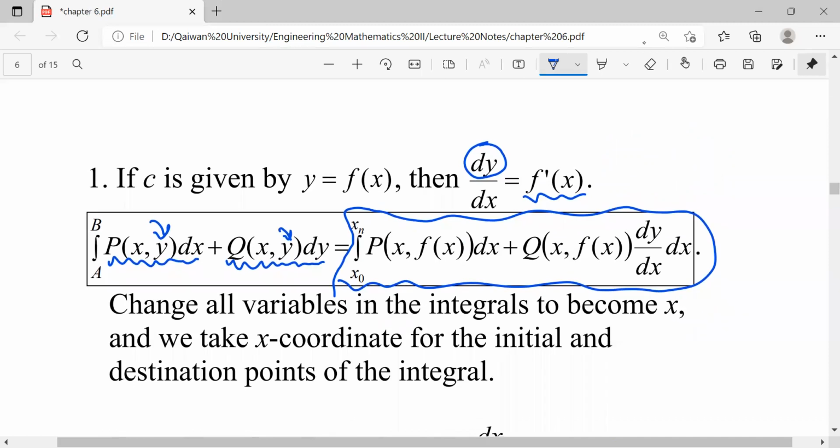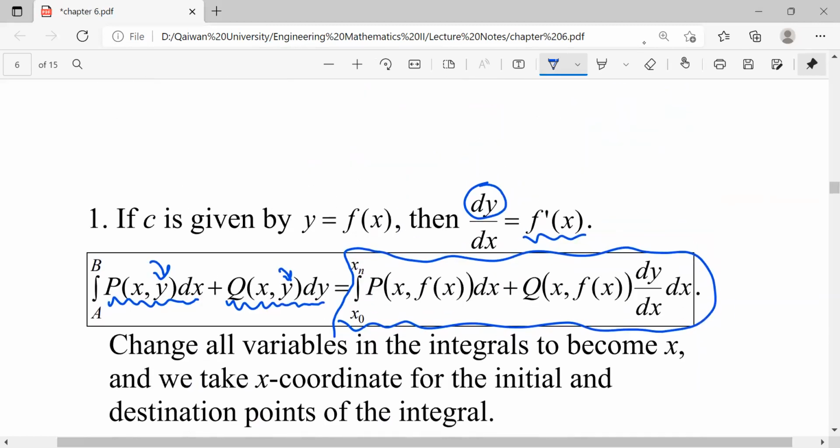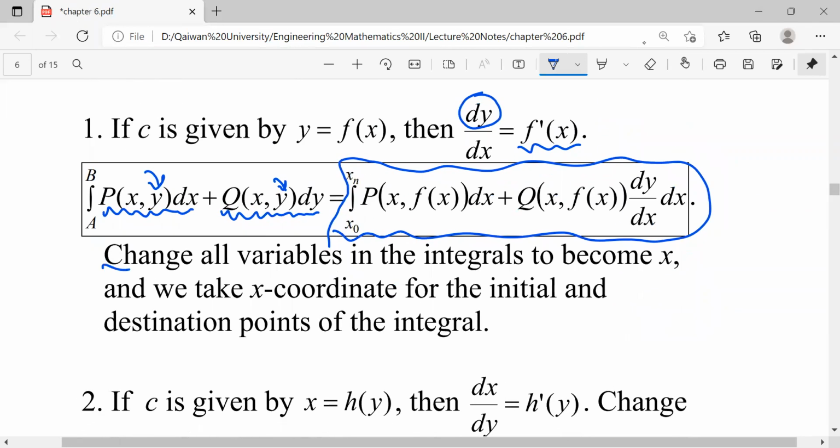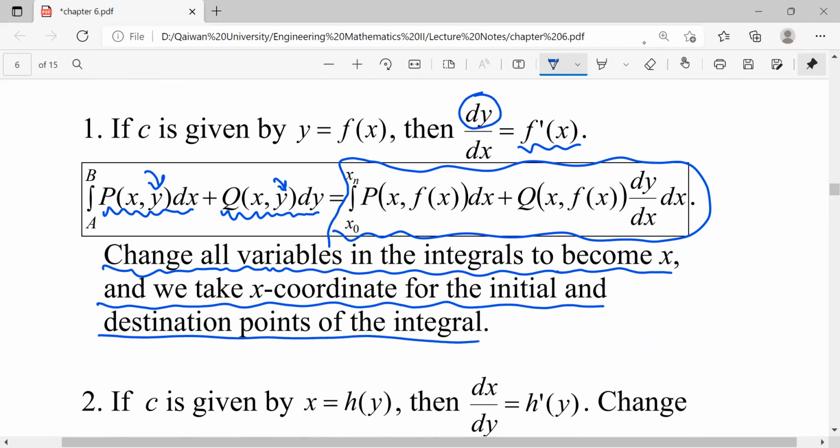From x0 to xn, because the integration is with respect to x, we find the integration from x0 to xn. In this case, we must change all variables in the integral to become x. And we take the x coordinates of the initial and destination points for the integral. That means the lower and upper limits of the integration are the values of x.